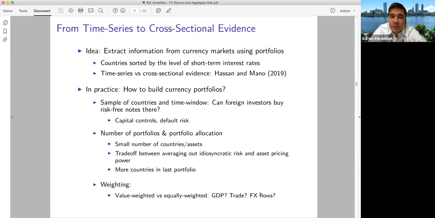Can foreign investors buy risk-free notes there? And why do I ask you this question? Then think about what Hanno showed you. He started with simple Euler equations. If you want this Euler equation to hold, you need the foreign investor to be able to buy. So that would be the first thing. Now, as soon as you realize this, you know, ooh, that means I need to think about capital controls, just to see if you can already invest there.